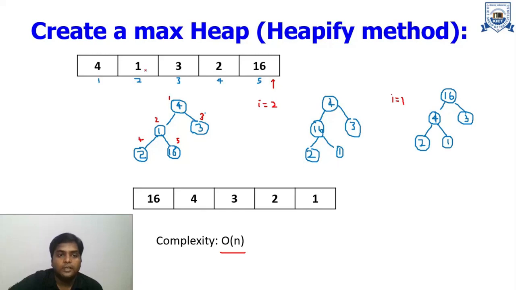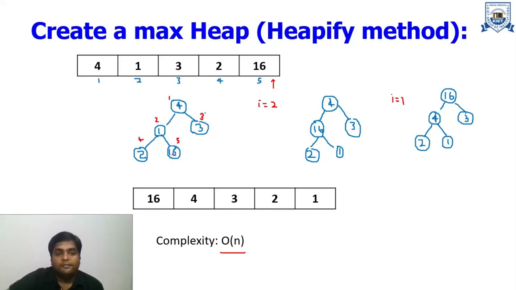Next we move to this index, that is 1. So now we have to apply the heapify method. That means we check the properties of a maximum heap over here. In the heapify method there is no need to check the leaf nodes, because these leaf nodes are already a max heap. We have to focus on the internal nodes, having children.